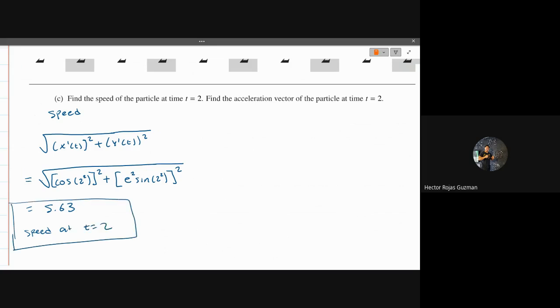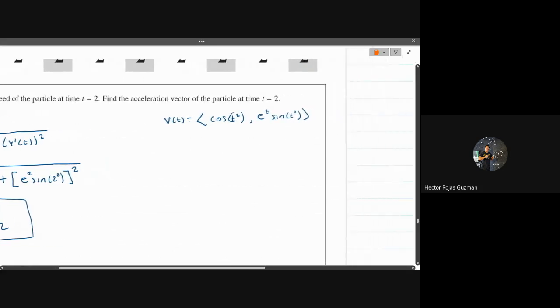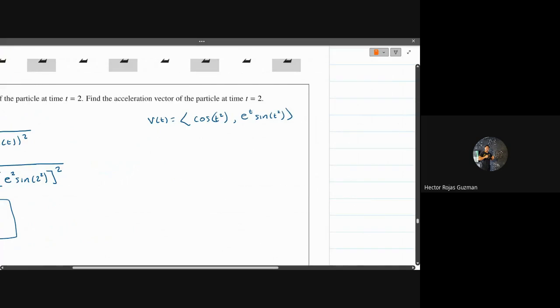Now there's a second question to this. Find the acceleration vector. Well, if the velocity vector is cosine of t squared, comma, e to the t sine of t squared, then all we've got to do is take a derivative. But be really careful, because one of them is pretty simple and the other one requires a product rule.